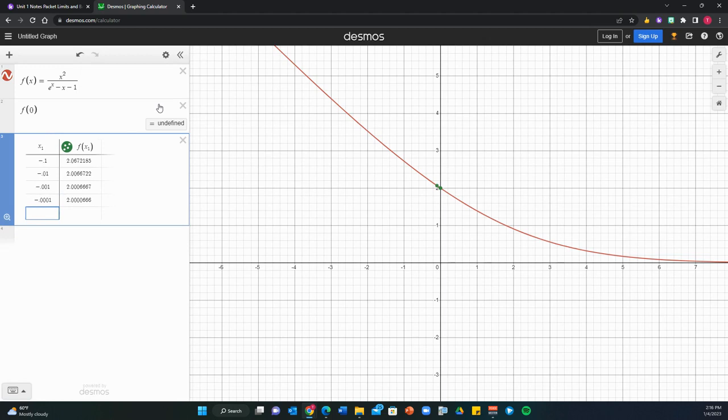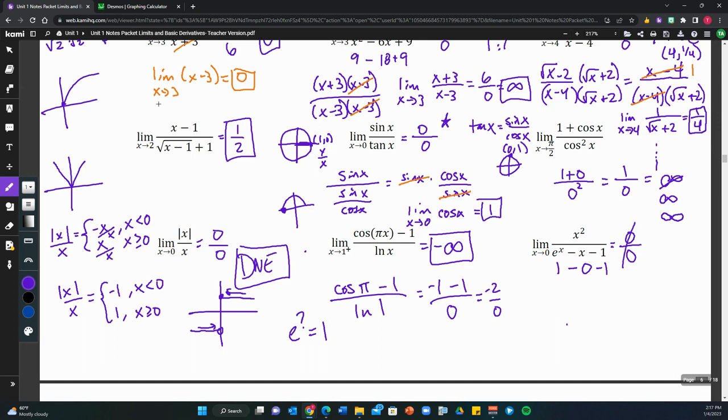But again, you want to do it from both sides. So let's do positive 0.1, a little bit less, and then positive 0.01 and 0.001 and so on. So you guys can see that as we scoot closer and closer, the y values in this case are in fact approaching a value of 2. So that would be the limit of this function.